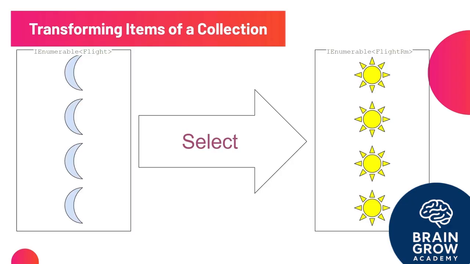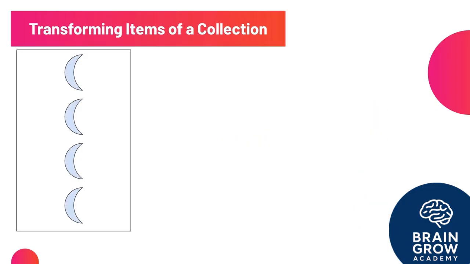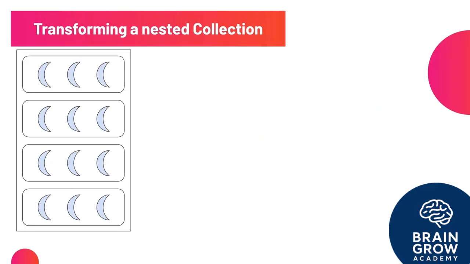So we have used the Select method earlier to transform items of a collection. The result would be another collection. The expression inside a Select method receives a typical item of the input collection and transforms it into a typical item of the output collection. The expression we pass to the Select method is like a formula that tells the Select method how to transform each item. Now, imagine a collection in which each item is a collection by itself. Let's call it a nested collection. How to transform a nested collection?